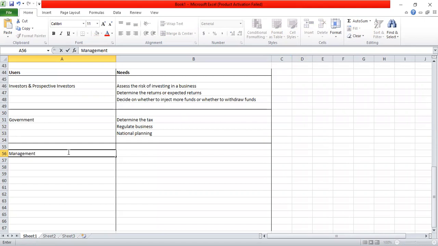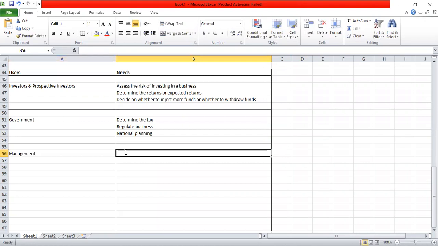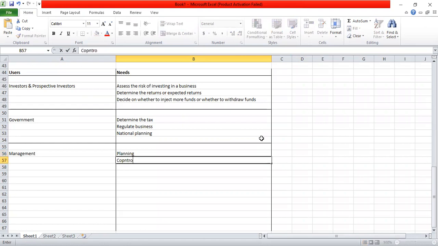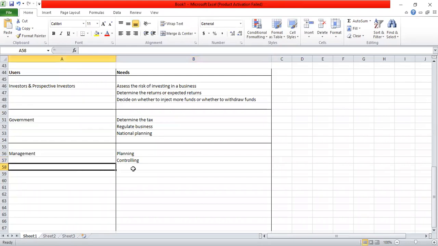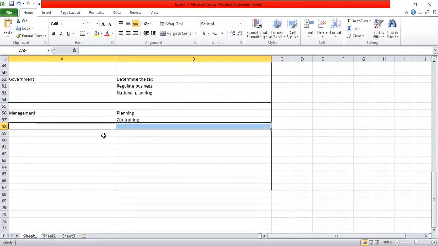Right. For planning. Controlling. On controlling, they can also evaluate through the analysis of the financial information. They can even evaluate their performance. For example, we're targeting to get a profit of 1 million. Then what did we get at the end of the year? So they can use that financial information so that they can be able to see what is happening.